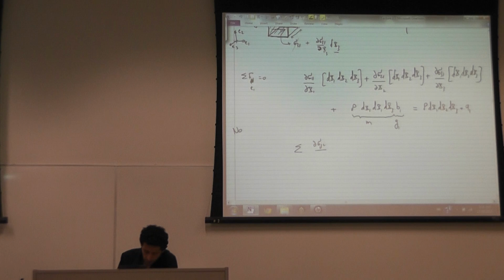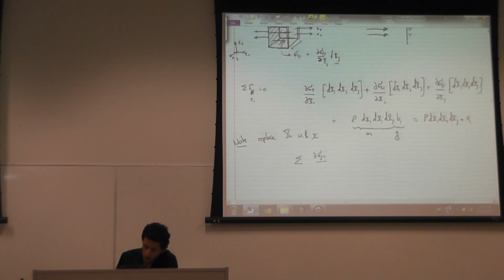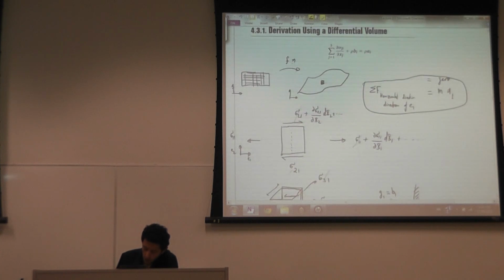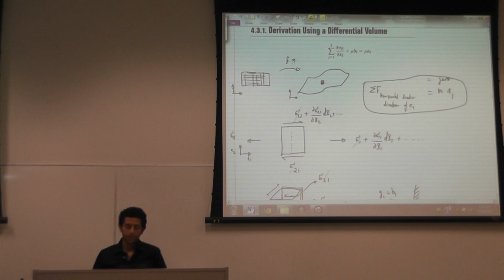Note, replace capital X with small x. Simply because we're working in, I apologize for that, this is all in the deformed configuration. So all these equations are functions of the small x. Sorry about that.